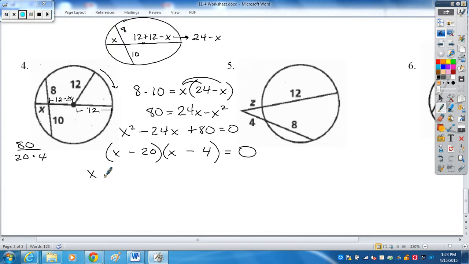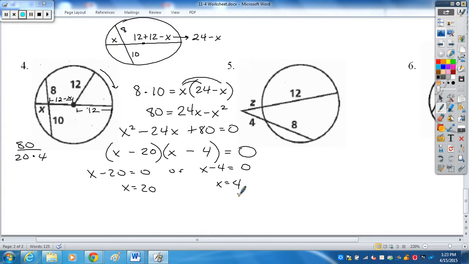We know that either x minus 20 will equal 0 or x minus 4 equals 0. So either x equals 20 or x equals 4. Now, obviously we can't have two answers, and they're both positive. We talked before that you can't have two answers, but we're always looking for the positive of the two. Well, in this case, they're both positive, so what do we do?